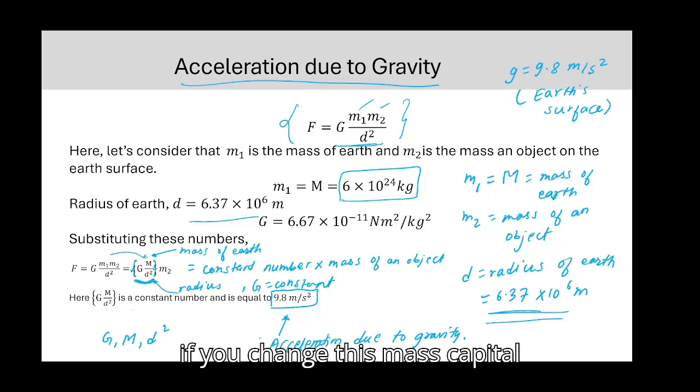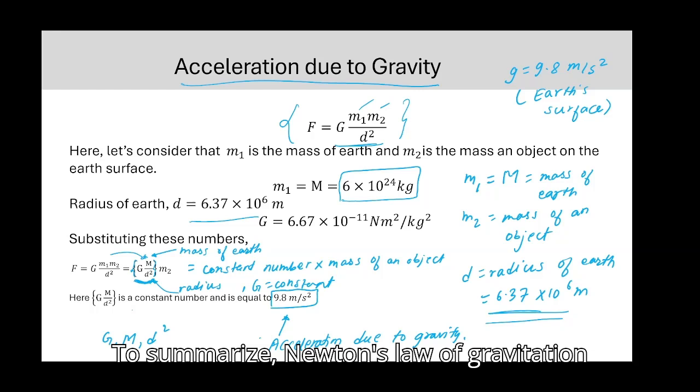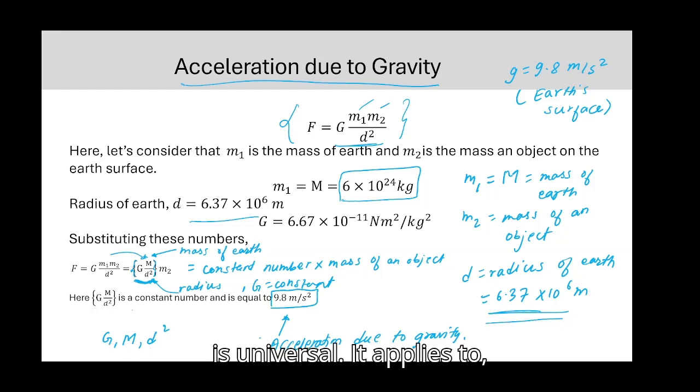And if you change this capital M mass, for example, to the mass of the Moon, then you will get the gravitational acceleration due to gravity at the Moon's surface. To summarize, Newton's law of gravitation is universal. It applies to, for example, apples falling from trees, people standing on Earth, as well as planets orbiting the Sun and moons orbiting planets, and it explains both the everyday experience of weight and the grand motion of celestial bodies.